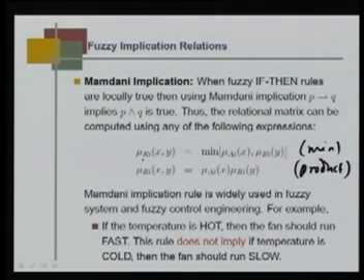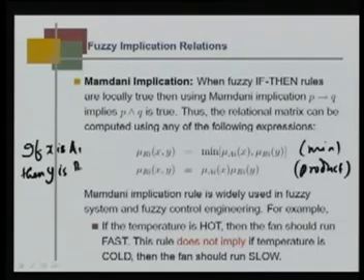So, what you are seeing is that I find the element of the relation matrix associated with the rule P implies Q as the minimum of mu_A_i(x) and mu_B_i(y) using Mamdani implication. So, if x is A_1, then y is B_1, or here we have written A_i and B_i. So, if x is A_i, then y is B_i.